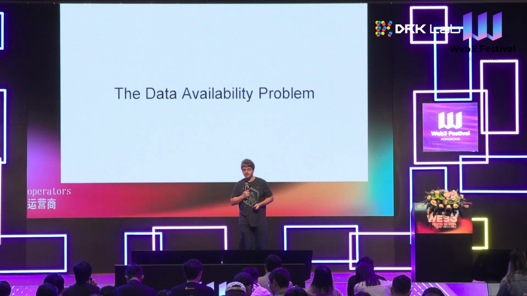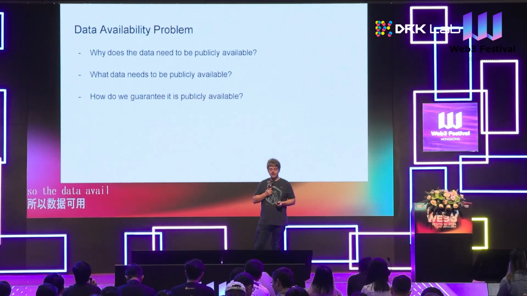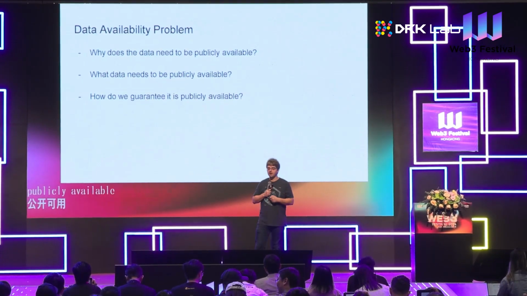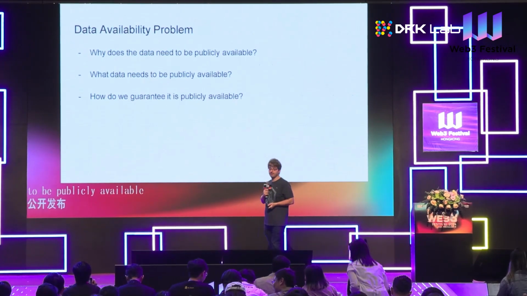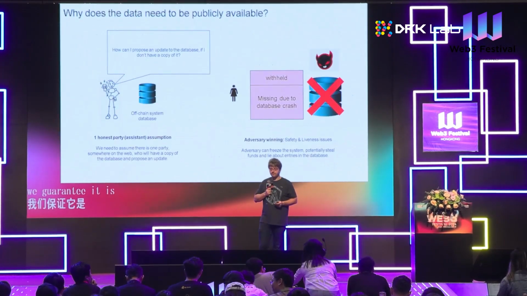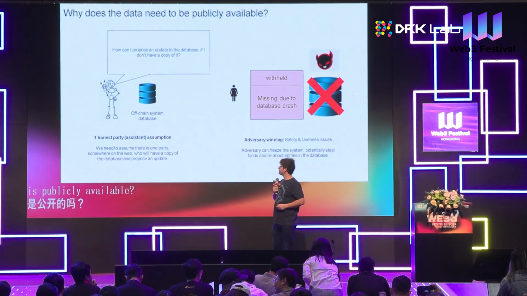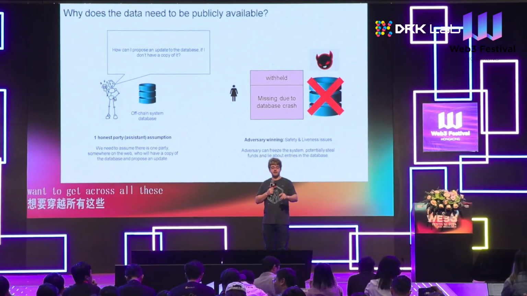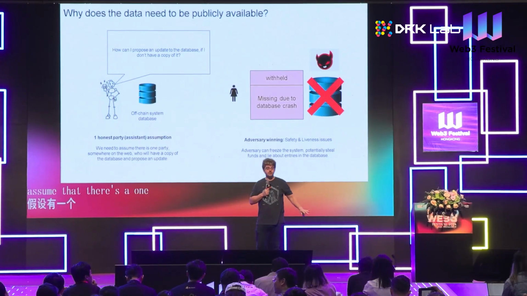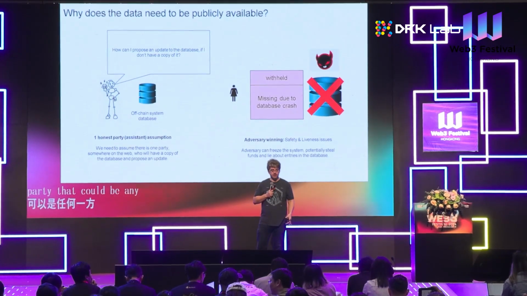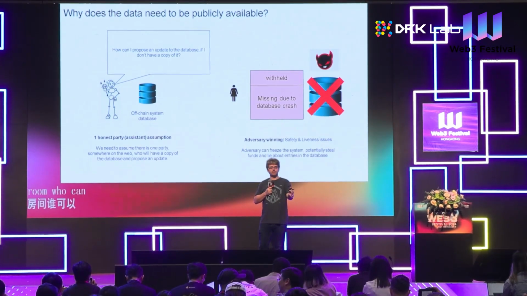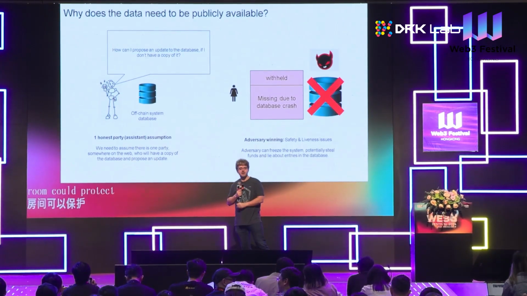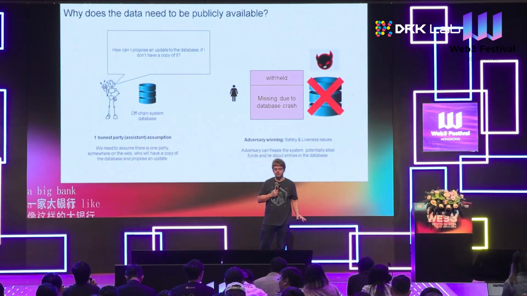So the data availability problem. Why does the data need to be publicly available? What data needs to be publicly available? And how do we guarantee it is publicly available? This is probably the main slide I want to get across. All these systems assume that there's one honest party that could be anyone in this room who can protect the system itself. Imagine that anyone in this room could protect the integrity of a big bank like HSBC. That would be cool, really, really cool.